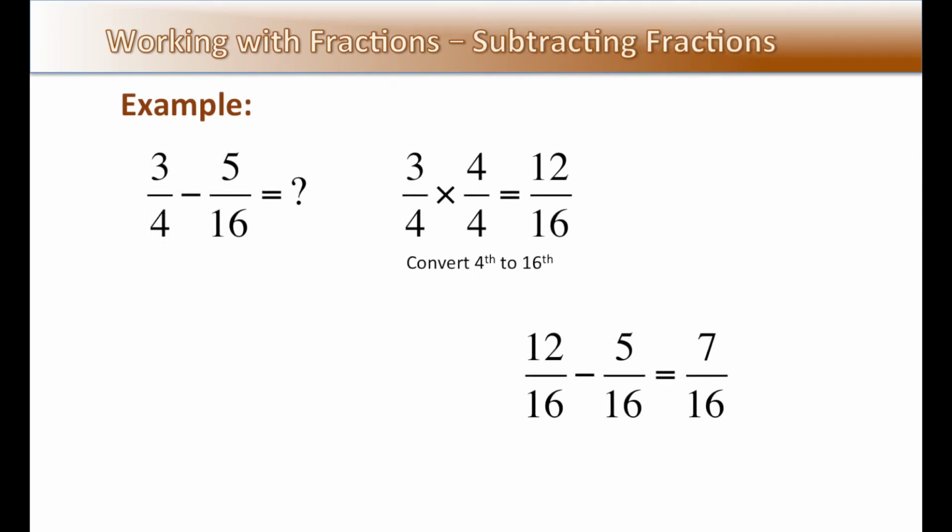Subtracting fractions is similar to adding fractions. First, find the least common denominator, then subtract the numerators. Then reduce the answer to its lowest terms. As seen here, convert 3/4 to 12/16. Then subtract the 5 from the 12 and the answer is 7/16. And this is already in its lowest terms.